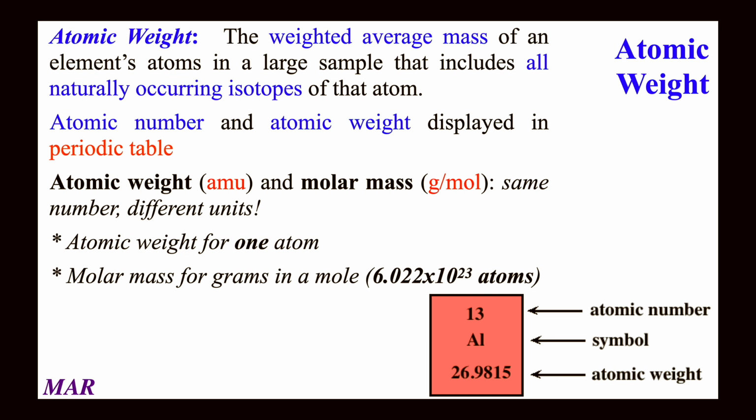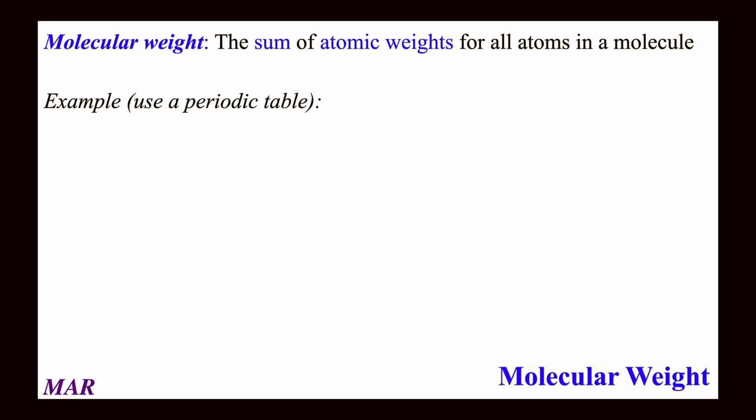How many grams are in a mole of aluminum? If you have 26.9815 grams of aluminum, you've got a mole of aluminum, and a mole of anything is 6.022 times 10 to the 23rd. But it also does represent the AMU, the average atomic mass units of the average aluminum atom. And so both have their use. The molar mass is by far more useful, so we'll use that a lot more than the other one. The molecular weight is just the sum of atomic weights for all the atoms in a molecule. And again, molecular weight we can represent as molar mass if you want to.